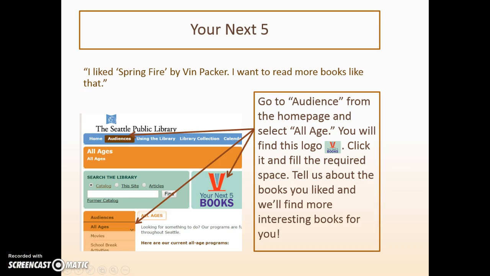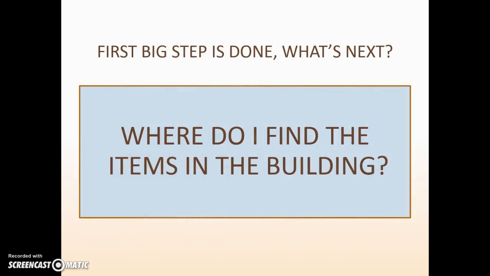Next feature is called Your Next 5. This is very useful when you're in a situation like, oh, I really liked Spring Fire by Vin Packer. I want to read more books like that. Go to Audience from our homepage and then select All Ages. You will find this logo. And click that and fill in the required section. You need to write short sentences about the books you liked, and then we will find more interesting books for you.